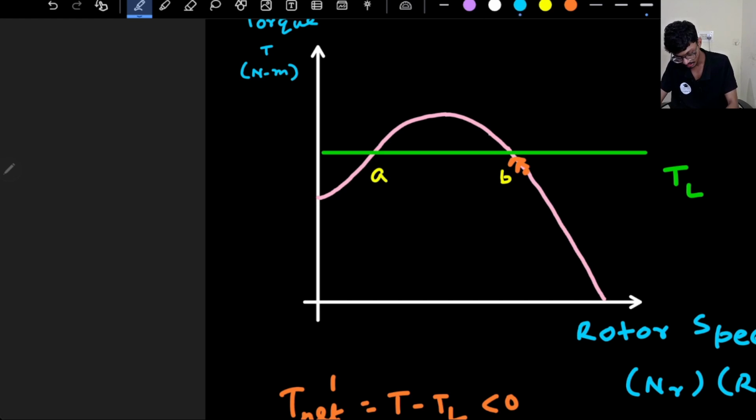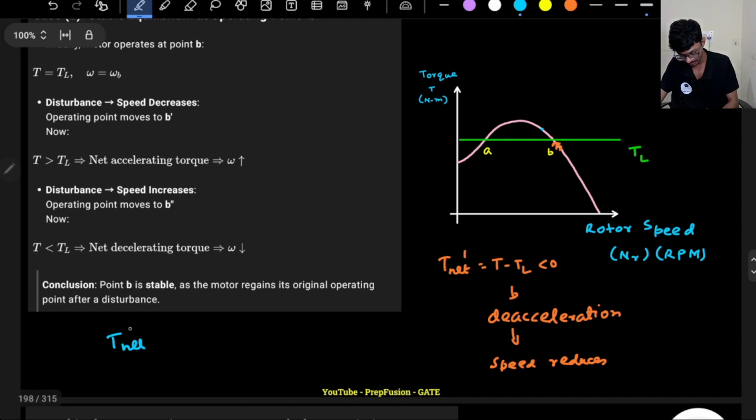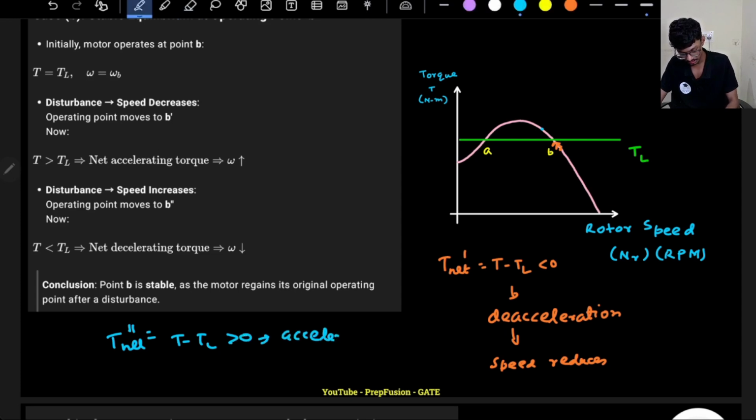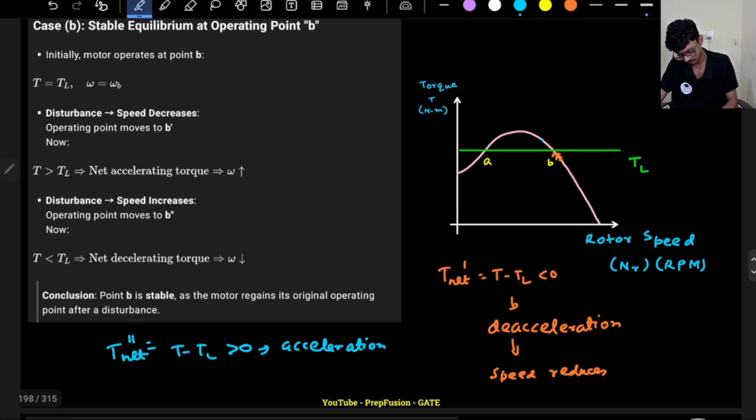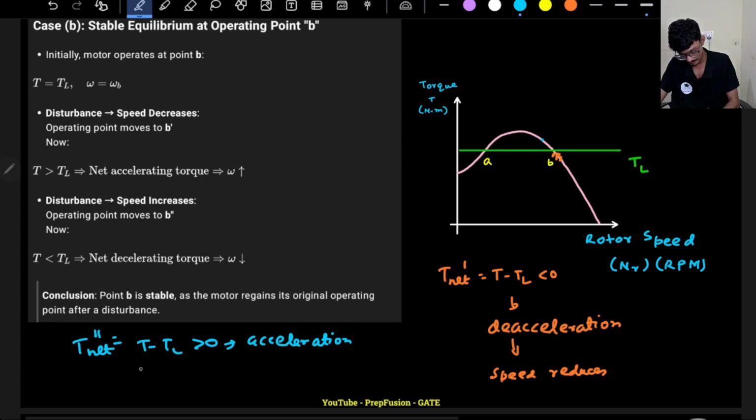Same case will happen here as well. If I try to reduce the speed, my T net double dash is again T minus TL. But this time, I have reduced the speed, and the developed torque is higher. This is the graph of the developed torque. So developed torque is higher, so this will be positive. So there will be acceleration. If there is acceleration, what can I say? I can say that the speed increases, right?